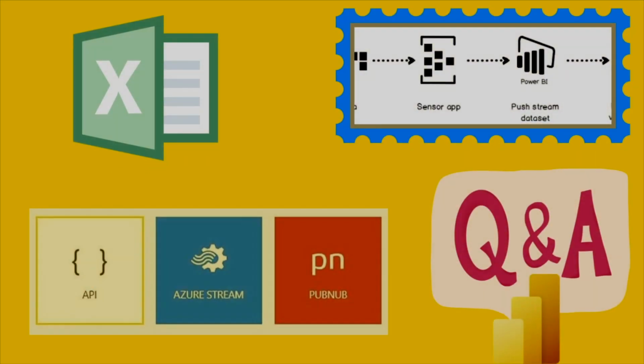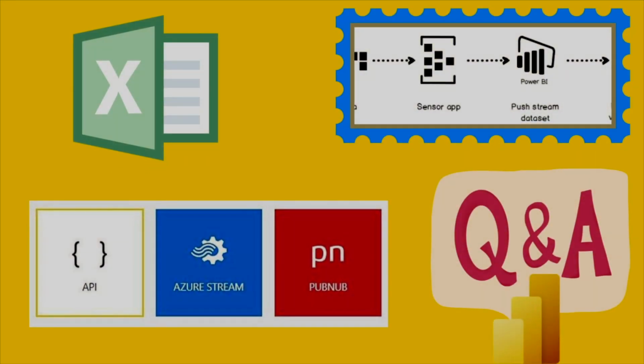But here you should note that the processing of Excel workbooks, push data sets, streaming data sets, and Q&A of Power BI content is stored in shared capacity rather than your reserved capacity. Even if you have a reserved capacity, these types of content are not going to be placed there. They are always going to be stored in shared capacity.